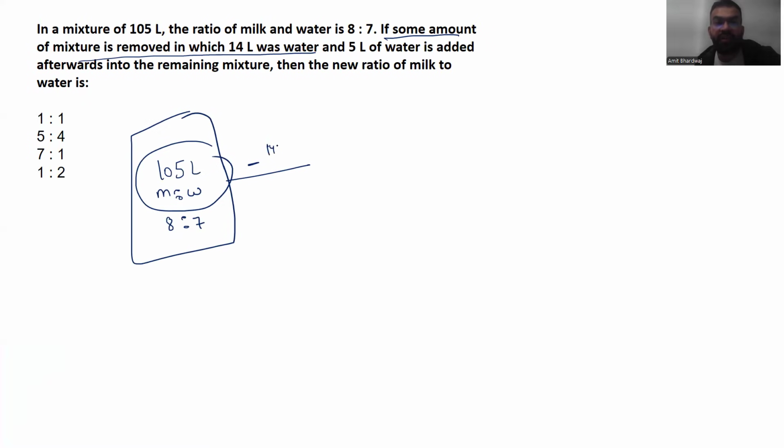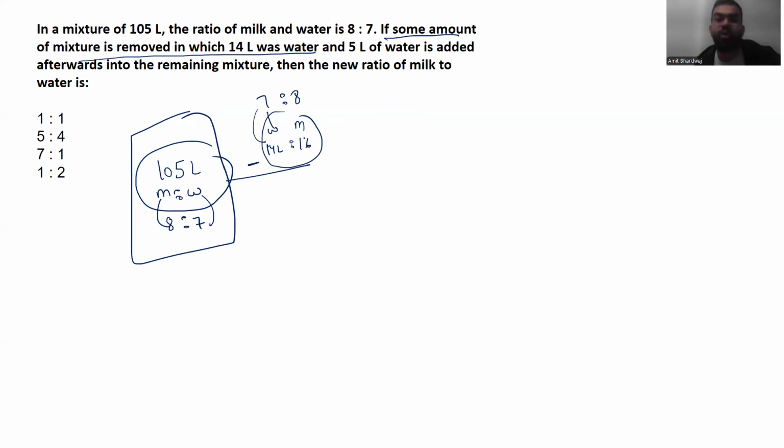In this, 14 liter is water and the remaining is milk. So what is the point? Whatever quantity you remove, the ratio will not change. Milk is 8, water is 7. So water is 7, milk is 8. So 7 to 14, 8 to 16.